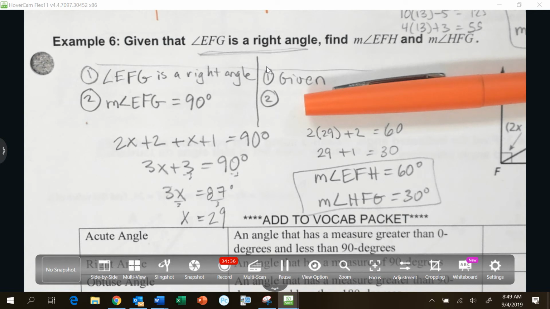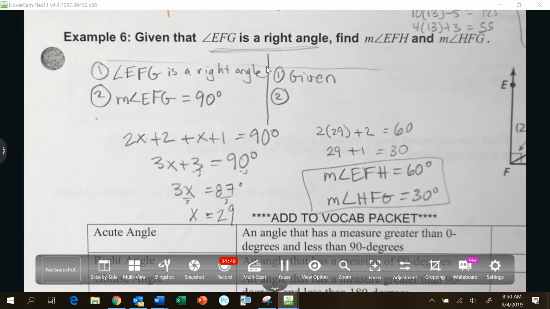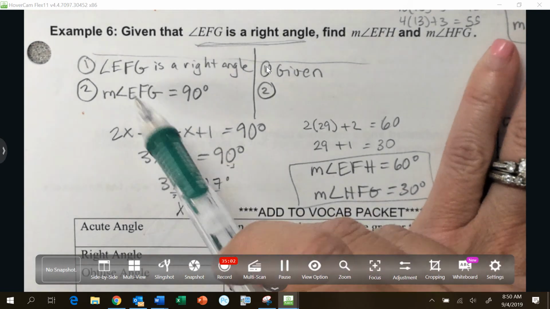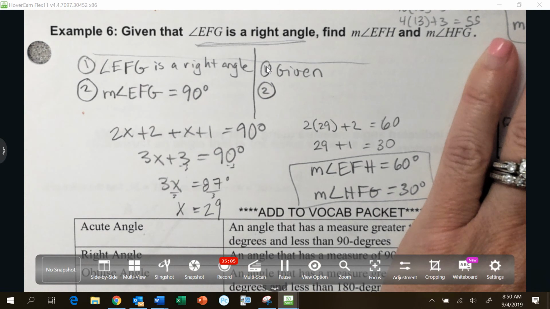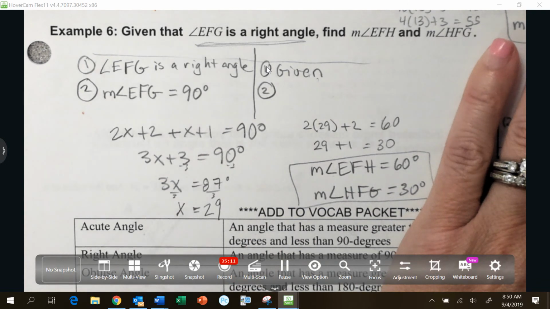Steven, did you figure it out? You did? No, I did not. Steven, did you know that if it's a right angle, it's 90 degrees? How do you know that, in your own words? If I took away the picture and I just read the words, this is a right angle, is given. But how do you know it's 90 degrees if I tell you it's a right angle? Like in your own words.